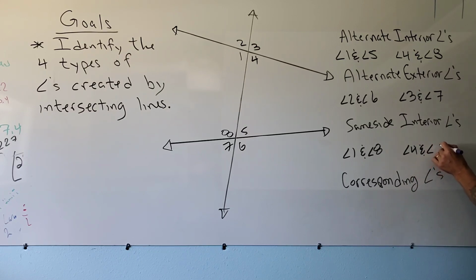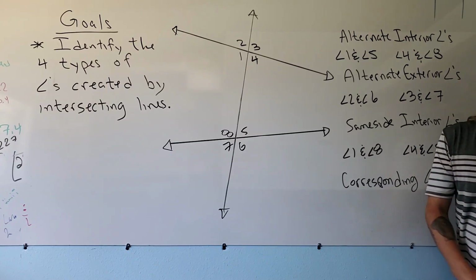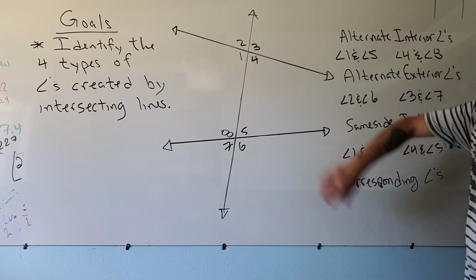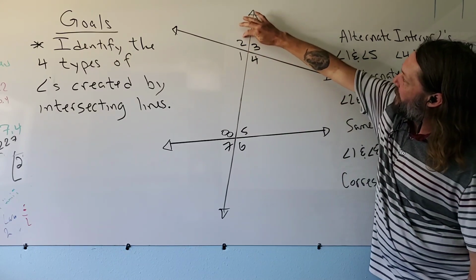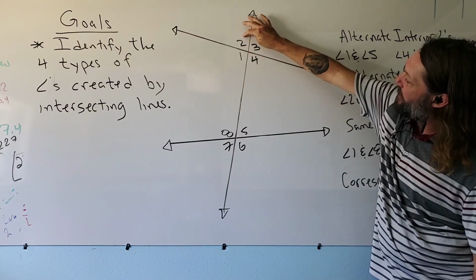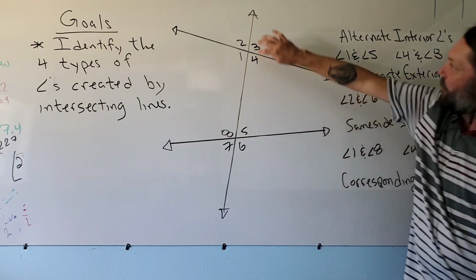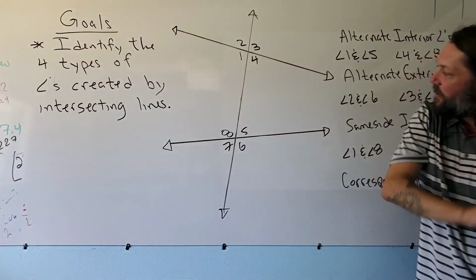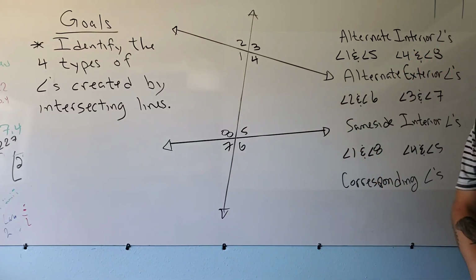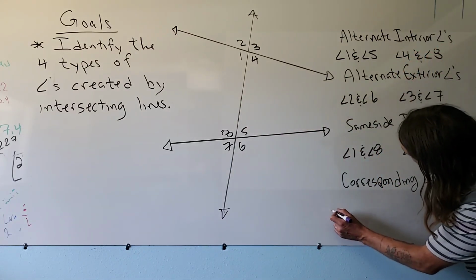We have one more type of angle pair, sorry, and they're called corresponding. Corresponding means same position, okay? So if I look at this cluster of angles, angle 2 is on the top left. So I need an angle down here that's in the same position. So 2 is in the top left, angle 8 is in the top left. Those would be corresponding angles. So angle 2 and angle 8.